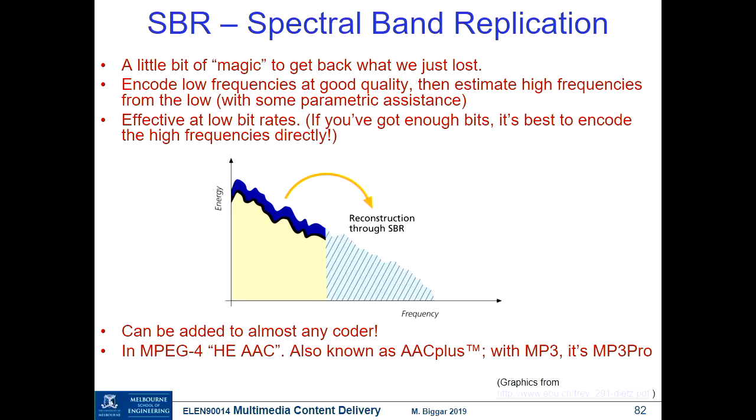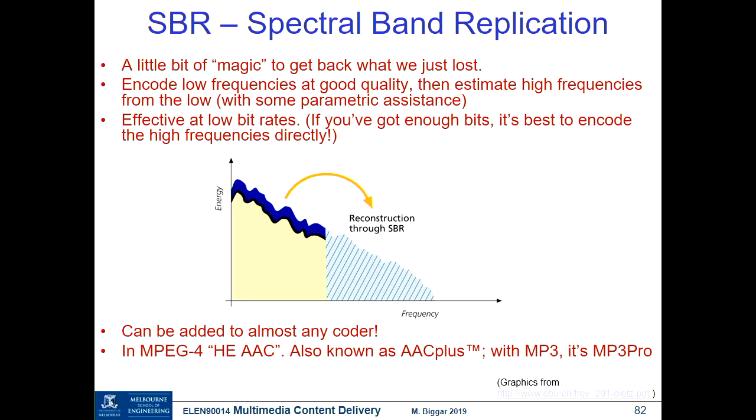And this coding approach or coding enhancement is highly effective at low bit rates. Of course, if you've got enough bits available, you're better off encoding the whole frequency range. But if you haven't, one approach would be to just low pass filter, but you get a substantial increase in performance if we low pass filter but then do this reconstruction of the high frequencies by some sort of parametric assistance. And as you might guess from the description I've just given you, you can actually use this technique with almost any coder, right?